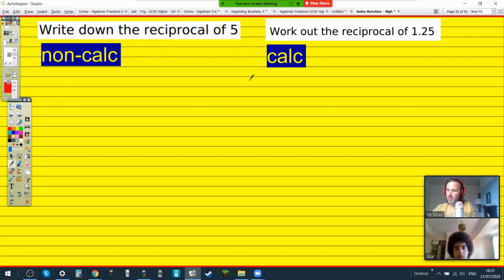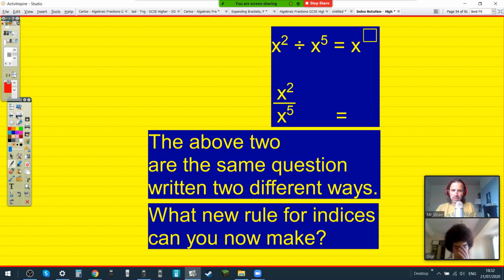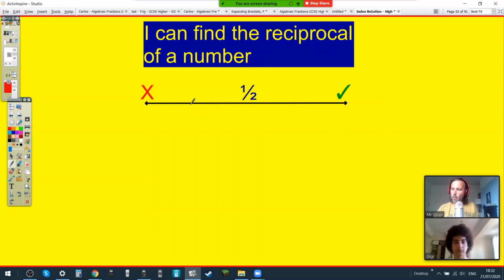This was calculator paper. Write down the reciprocal of 5. It would be 5 over 1. 5 is 5 over 1. Oh, 1 over 5. Yeah. And how about this one? 4 over 5. Well done. So, the reciprocal of a number. I think we're about to use it for something.